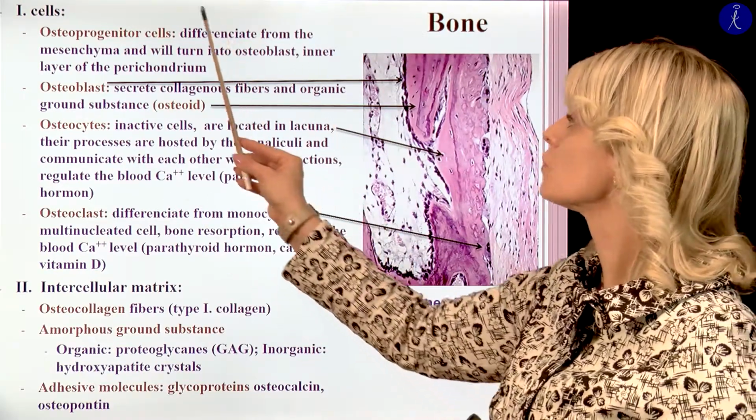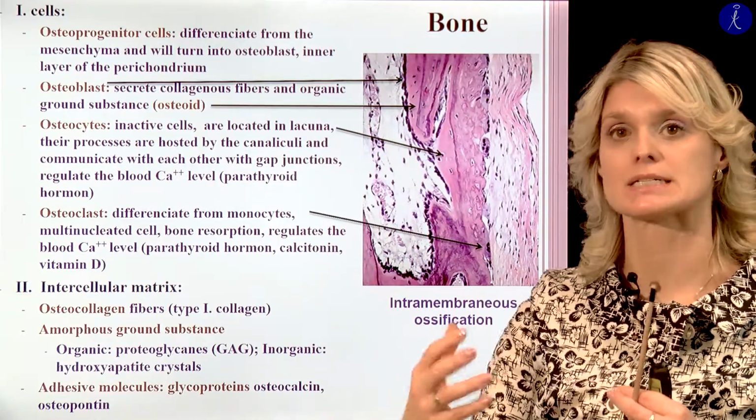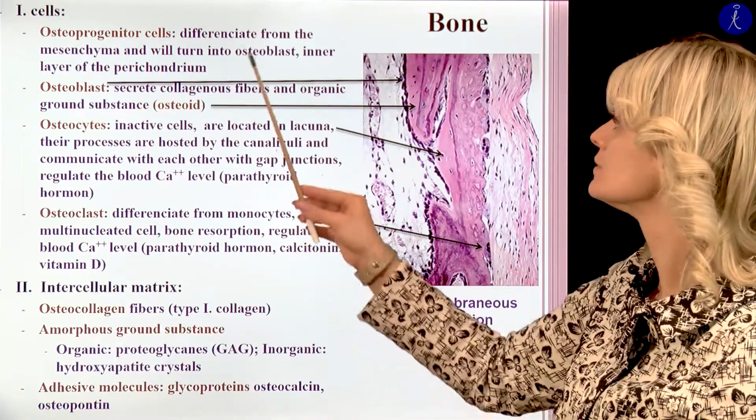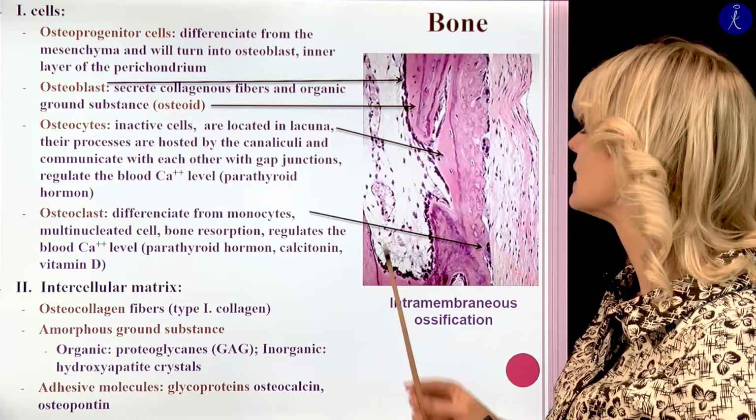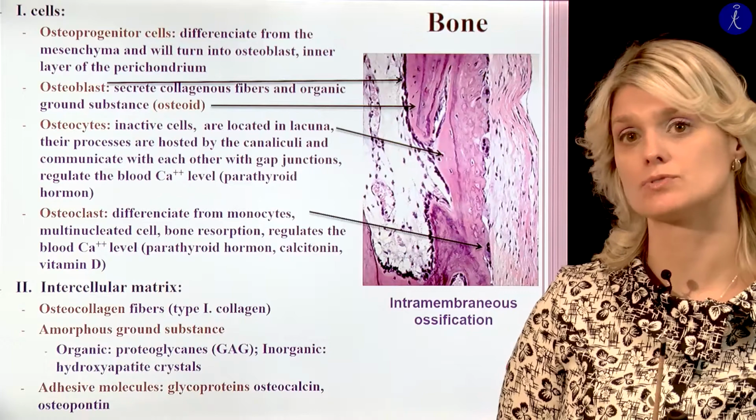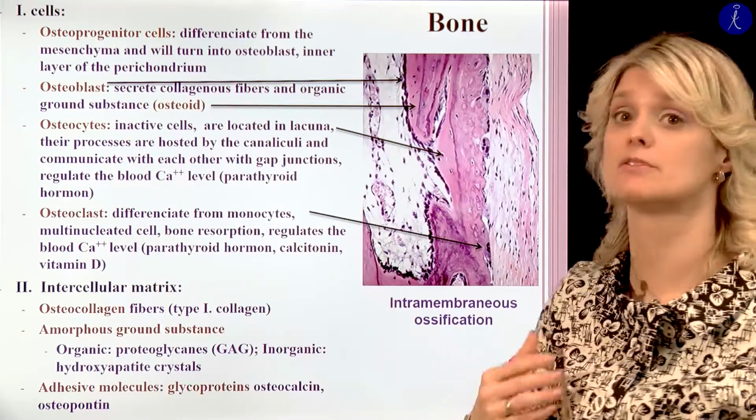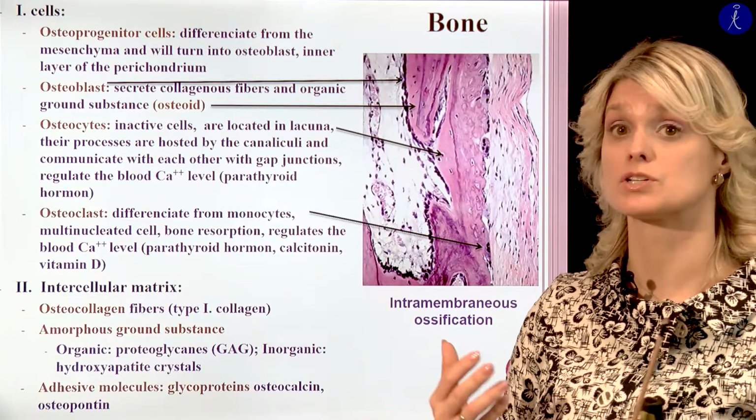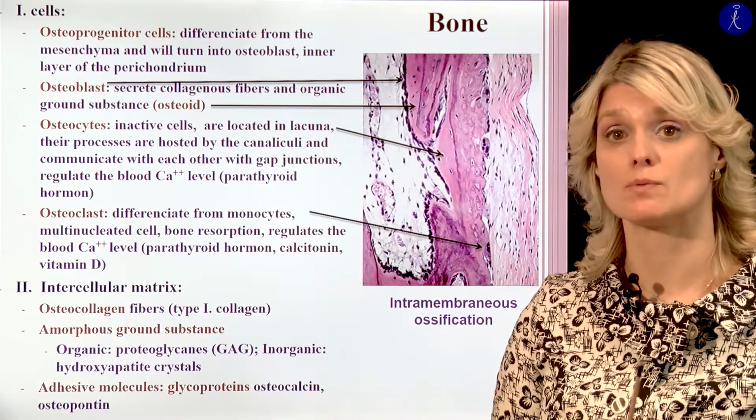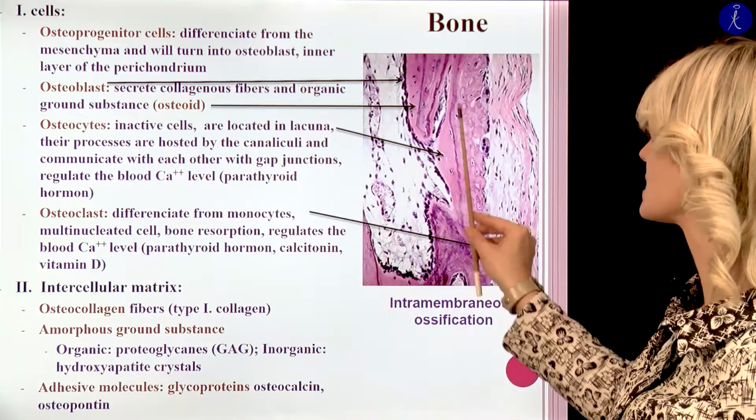We can talk about osteoprogenitor cells. Osteoprogenitor cells means that all of the other cell types of the bone can differentiate from these, can turn into osteoblasts, and they can originate from the inner layer of the perichondrium. The osteoblasts will secrete the collagen fibers, which will form the main part of the bone, and of course the amorphous ground substance of the bone, which is called the osteoid.